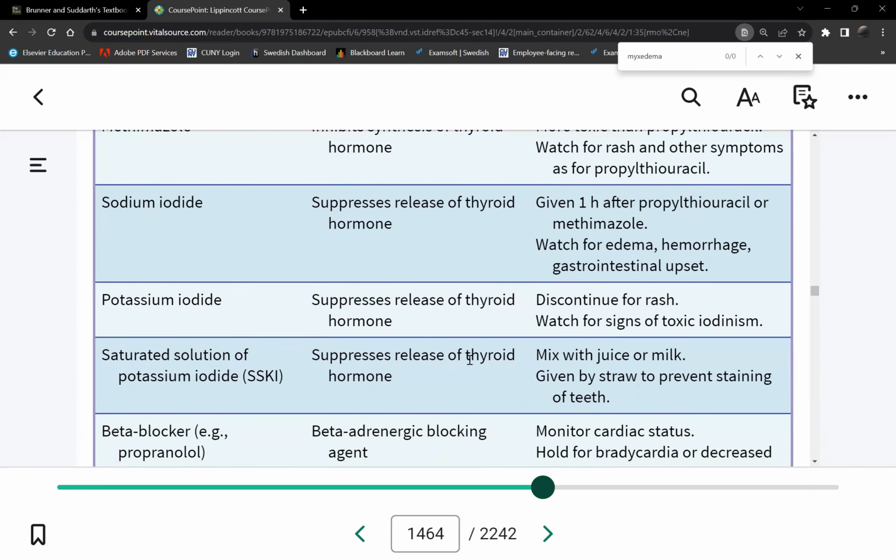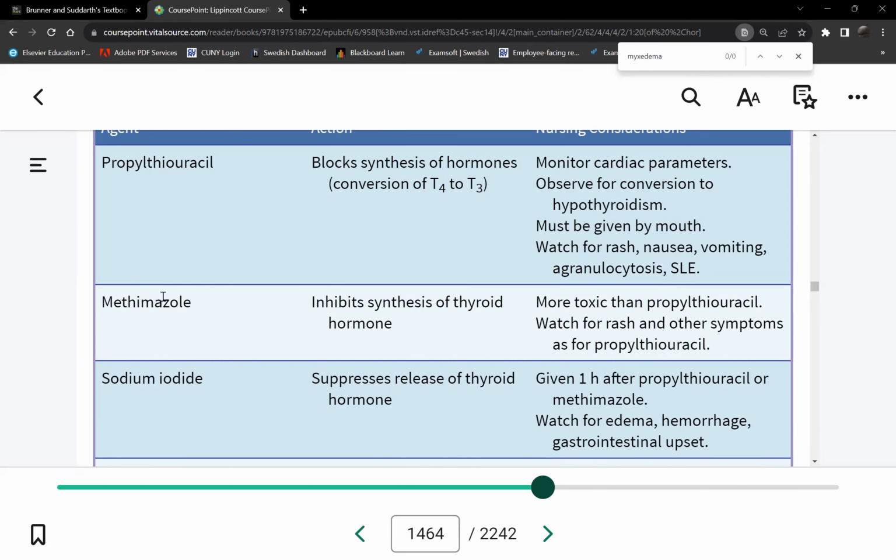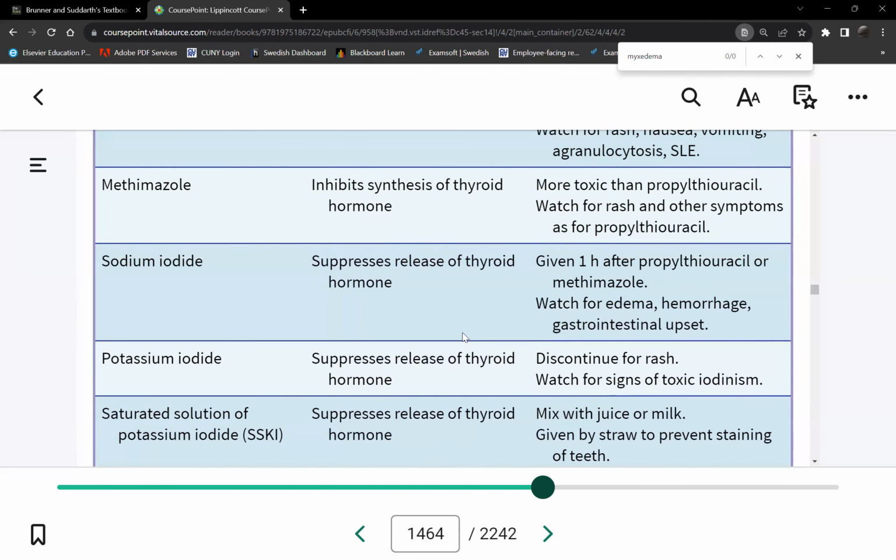So the concept of giving iodine solution to a patient with hyperthyroidism is to suppress the release of thyroid hormone. It's only given to patients who are preoperative or experiencing thyroid storm. So what's the only use of the iodine solutions? Pre-op patients or thyroid storm. Okay. However, because this is iodine, can it trigger a thyroid storm? Absolutely. So here, if you're going to give either PTU or methimazole and iodine, which one will you give first?